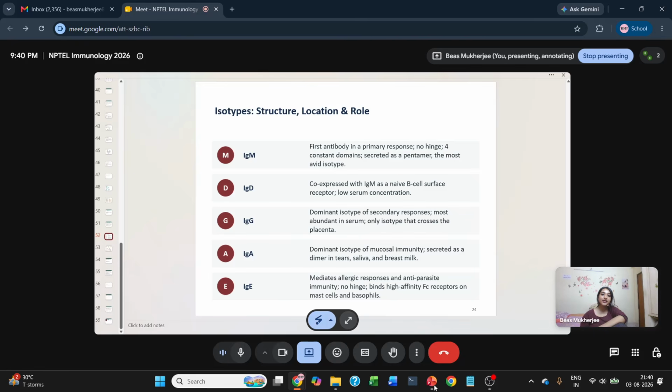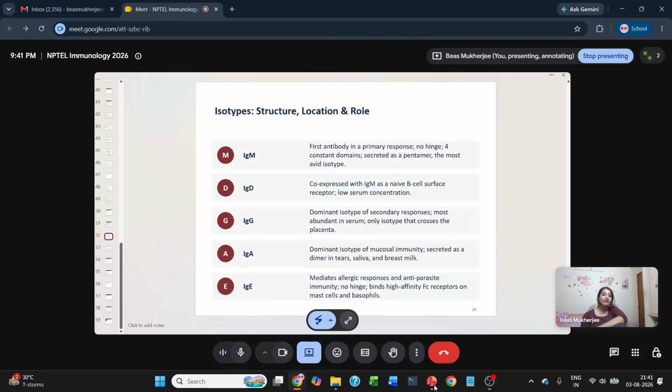The next one is IgD. IgD is co-expressed with IgM as a naive B cell surface receptor, and it is present in very low concentration in the blood serum. And IgG is the most abundant in serum, the dominant isotype of secondary responses, and the only isotype that crosses the placenta. Remember, this is very important. This is the only isotype that crosses the placenta and moves from the mother into the fetus.